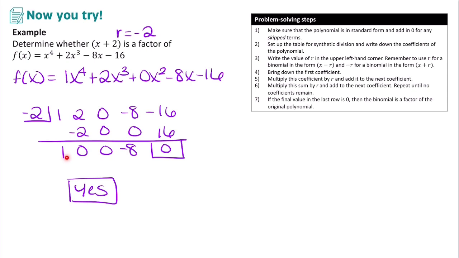So I bring down 1. 1 times -2 is -2. 2 plus -2 is 0. 0 times -2 is 0. 0 plus 0 is 0. 0 times -2 is 0 again. -8 plus 0 is -8. -8 times -2 is 16, and -16 plus 16 is 0. So x plus 2 is a factor.